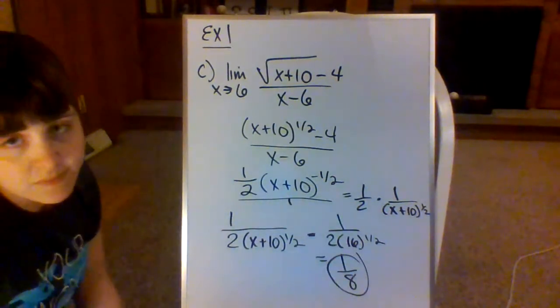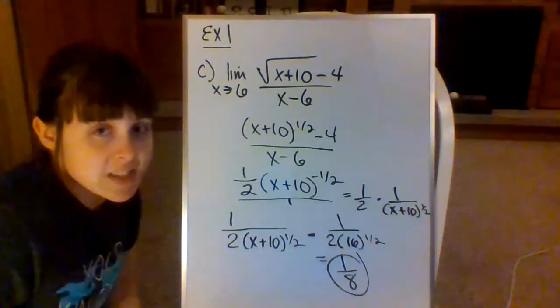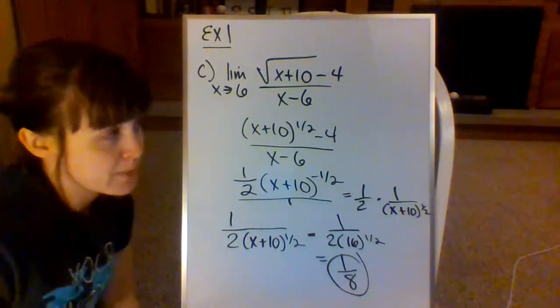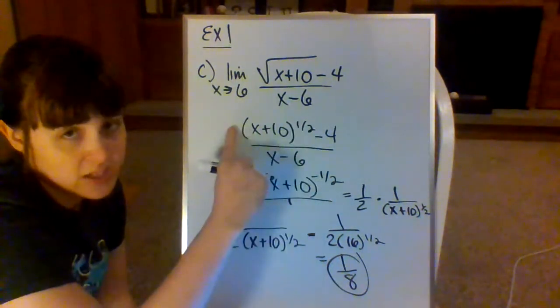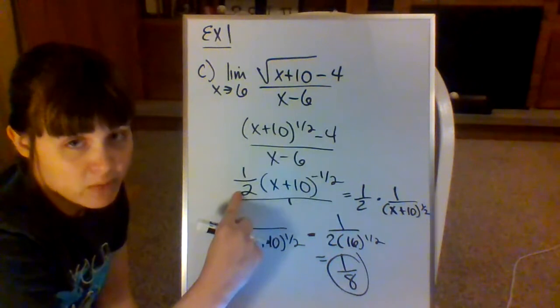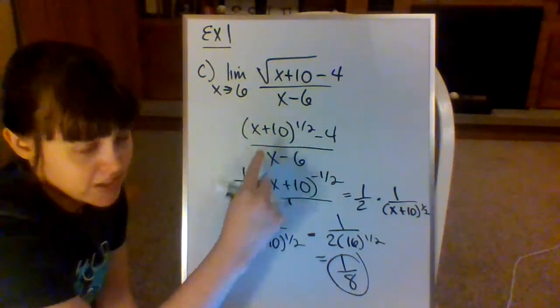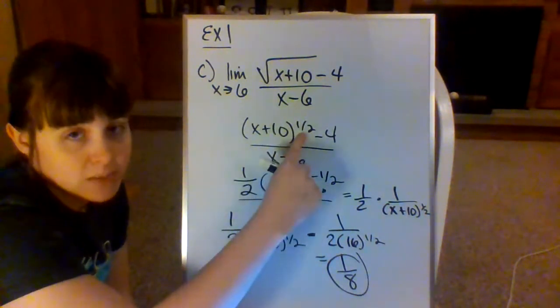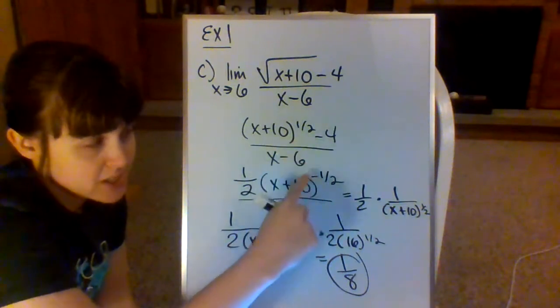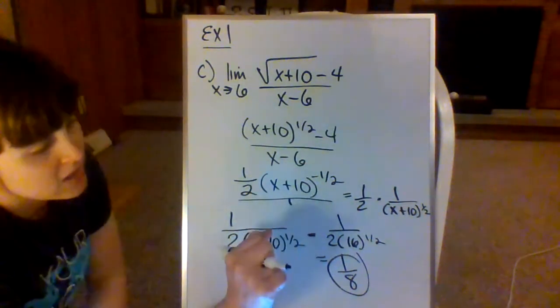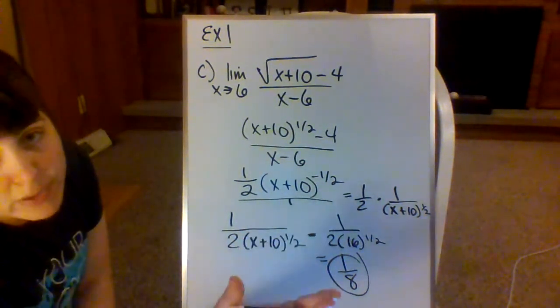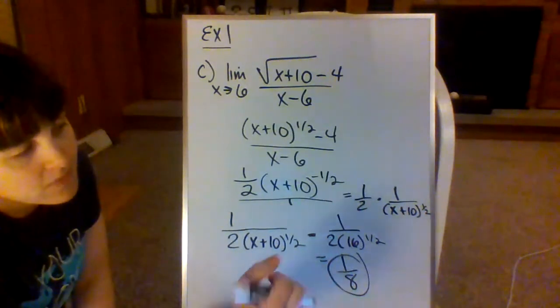Like I said, that one was a little more complicated. You have to remember to move this power to the front, which is where this 1/2 came from. Keep the inside of this the same. Subtract 1 from that power, which is negative 1/2. And then you're pretty much golden. You got the rest.